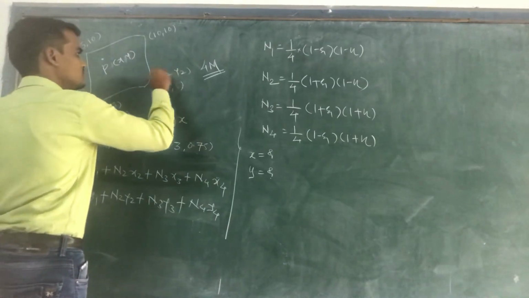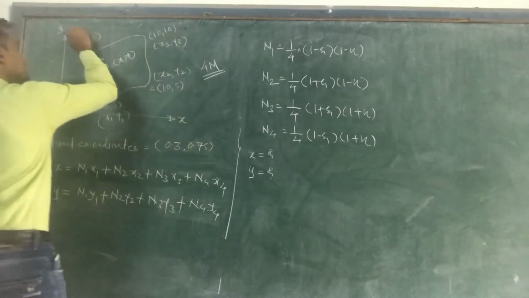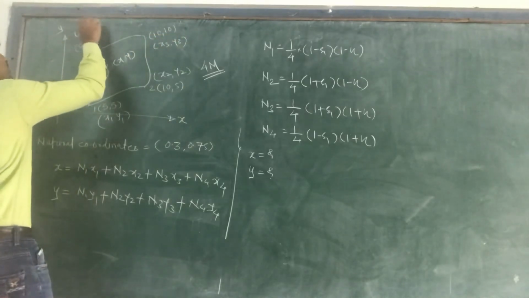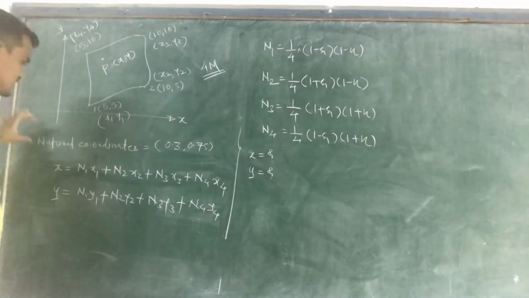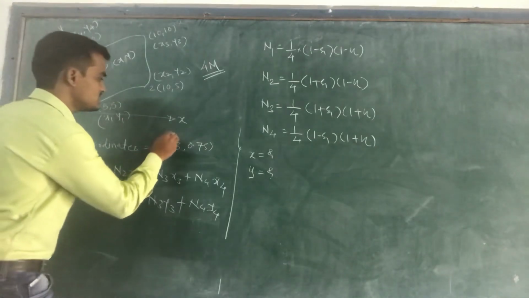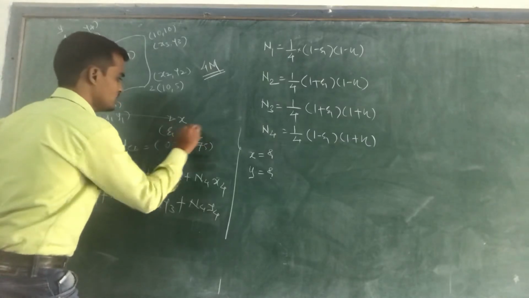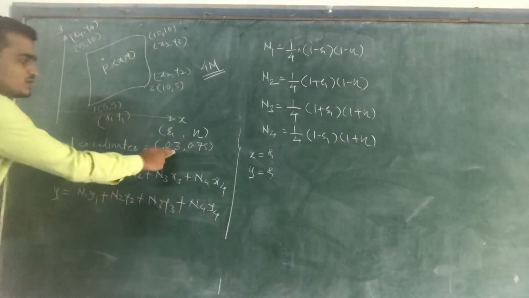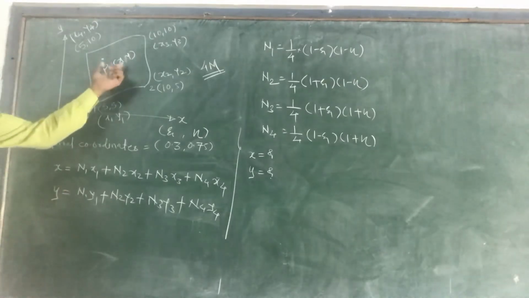Similarly, x2, y2, x3, y3, and x4, y4. So these values are given. Then the natural coordinate values 0.3 and 0.75 are also given. So 0.3 is nothing but your zeta, and the eta value is given. So zeta is equal to 0.3, eta is equal to 0.75, and they are asking to find out the global coordinates x, y.